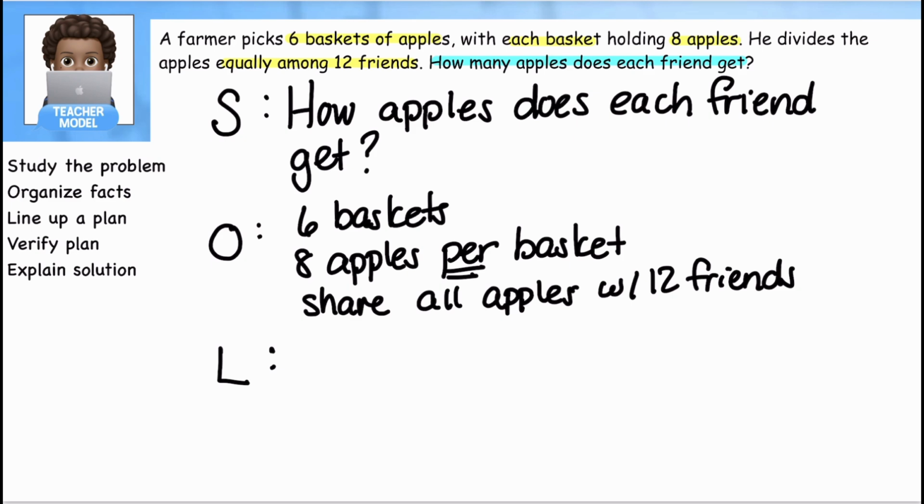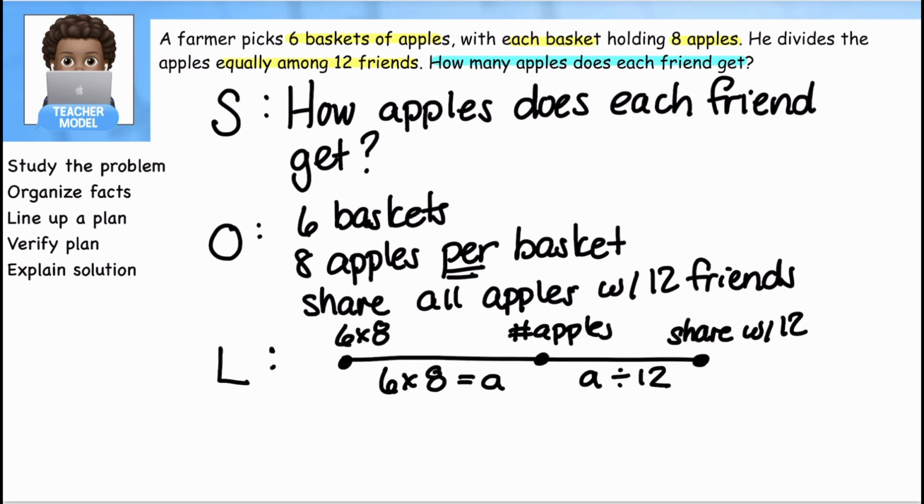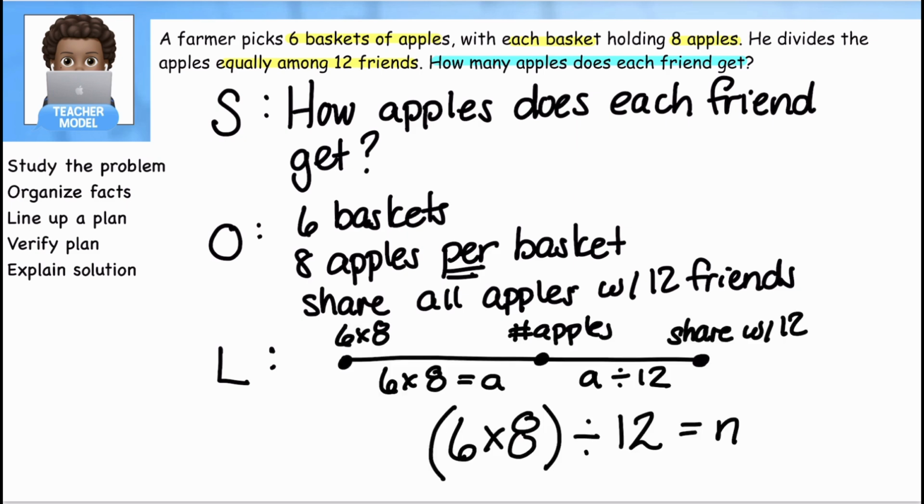So now that I have this information, I need to come up with a plan. So I still need to figure out how many apples each friend gets. Again, this is like a story, the beginning, middle, and end. In the beginning, I know that there are 6 baskets with 8 apples inside. So I know I have each basket, and I'm repeatedly getting 8 more. That makes me think of multiplication. 6 times 8 will tell me how many apples I have. But it still doesn't tell me how many apples each friend gets. But I know I'm supposed to equally share them. And that makes me think division. So whatever that first number is, I'm going to divide by 12 to find out how many apples each friend gets.